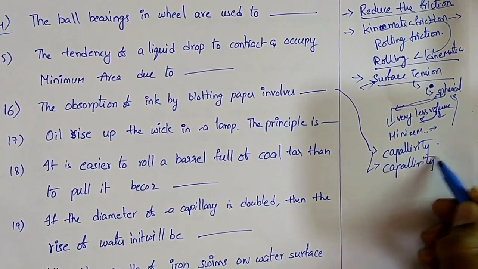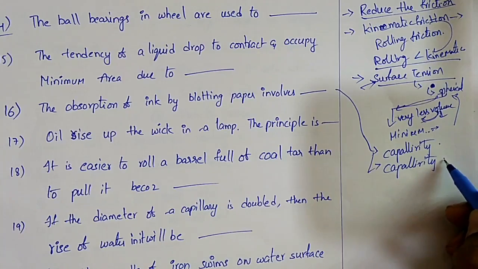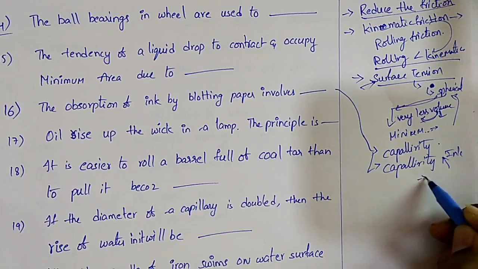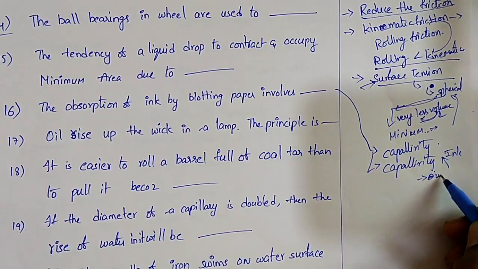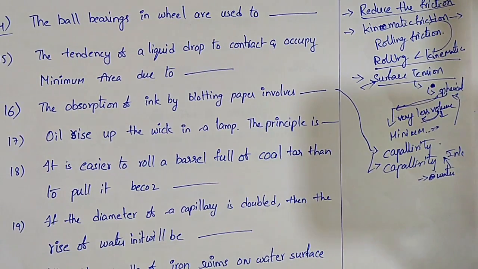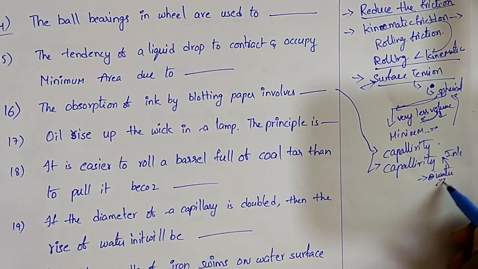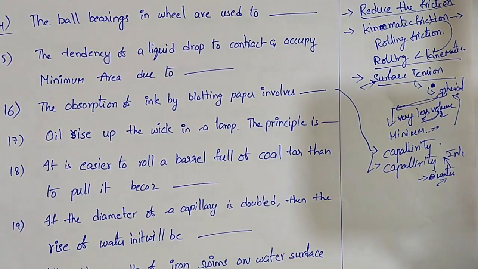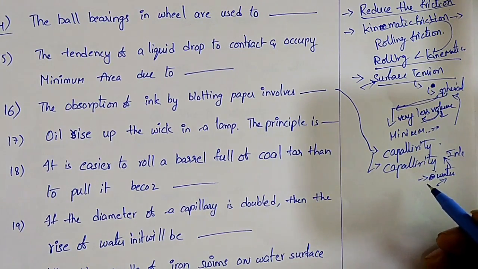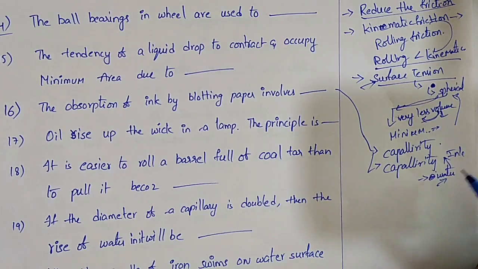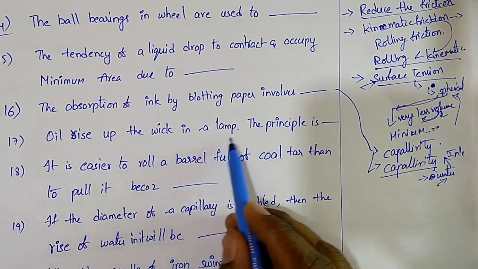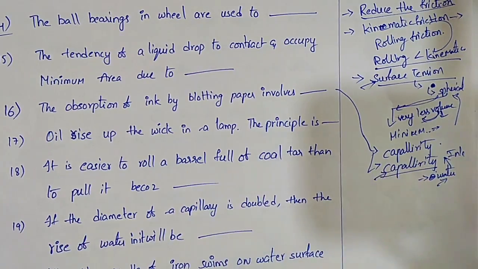Due to this capillarity, there is the absorption of ink, and absorption of water from soil. That is, the plants absorb the water from soil due to this capillarity principle. Okay, and the oil rise up the wick in a lamp is also the capillarity principle.